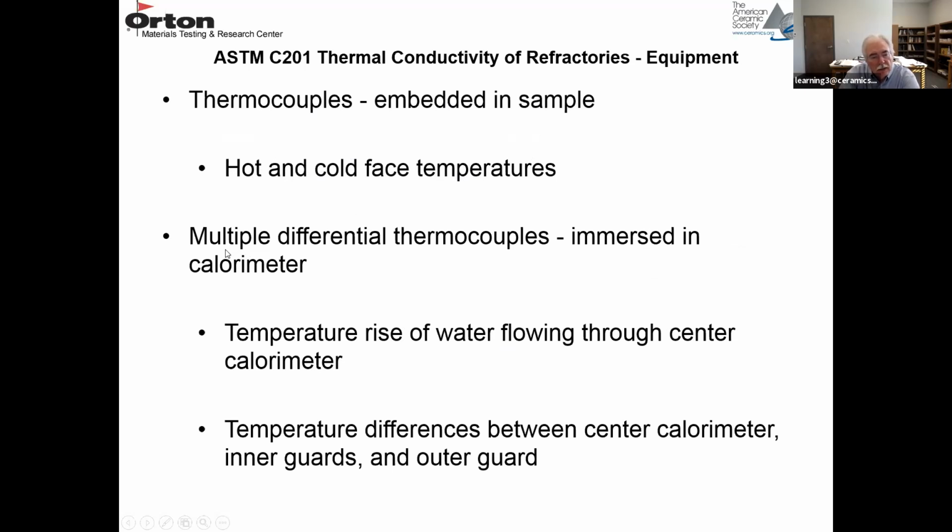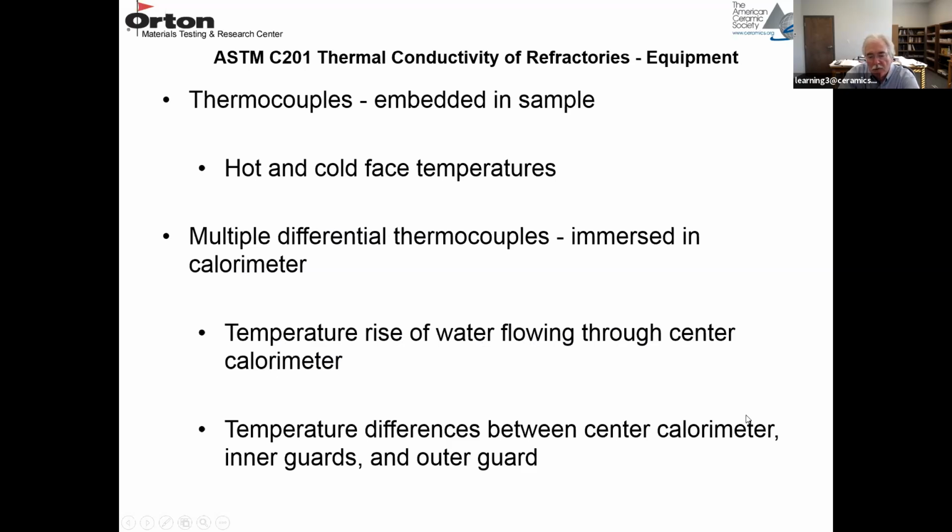And in the wells where the water comes in and exits on each one of the calorimeters are embedded differential thermocouples. So it's just a thermocouple that can measure small changes in temperature. So you're measuring the temperature of the inlet and the outlet water on each one of the calorimeters. In the center calorimeter, where you're making your heat flow measurement, the temperature rise of the water is what you're interested in because that's the amount of heat being absorbed by the water.